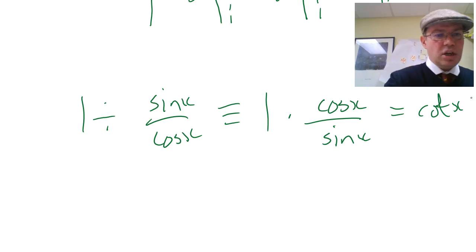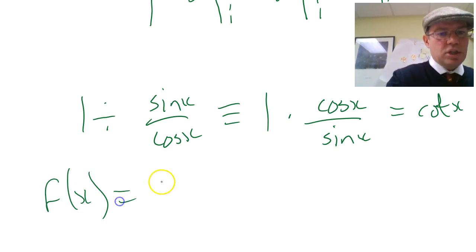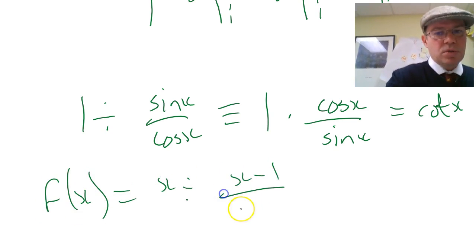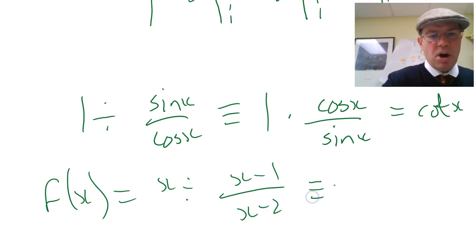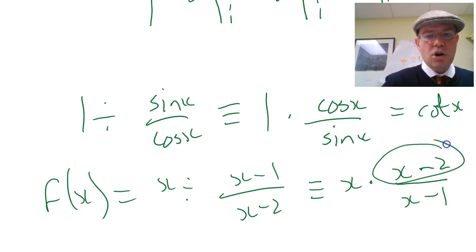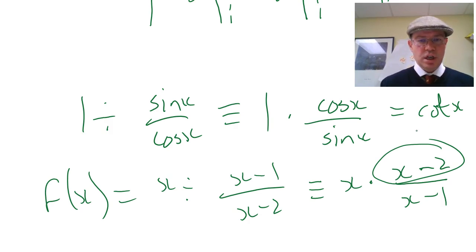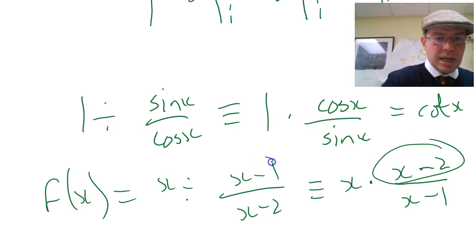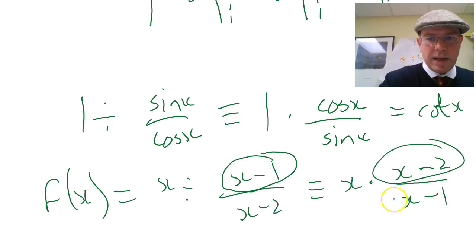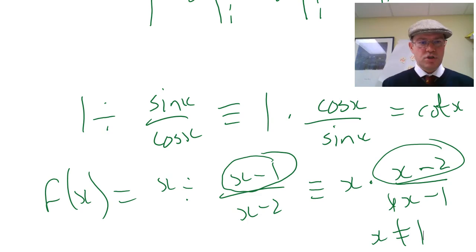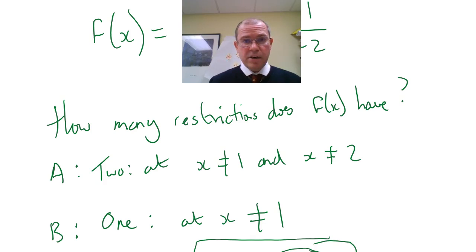So therefore, looking at your function f, which is x divided by x minus 1 over x minus 2, the same argument, that is in fact identical to x multiplied by x minus 2 over x minus 1, giving you only one restriction, x not equal to 1. So only one restriction. Well, thank you very much, Graham, for that argument, and thank you very much, Graham, for your argument. Now, the important thing is, what do you think?